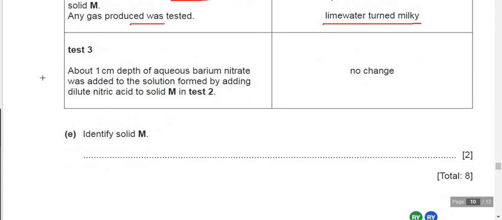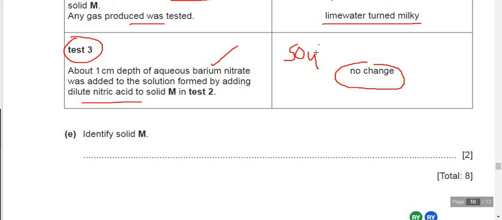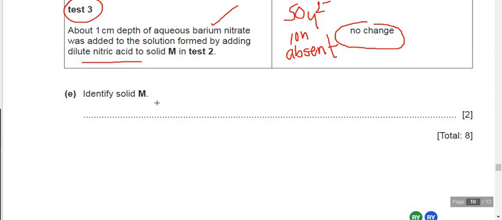And in the next part, test number 3, they are saying that they have added barium nitrate and dilute nitric acid, but there is no change. So this no change confirms that sulfate ion is not there. Sulfate ion is absent. So what we can confirm from this one, we have here sodium carbonate.